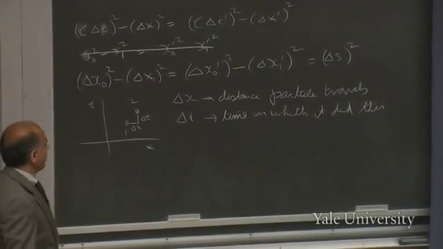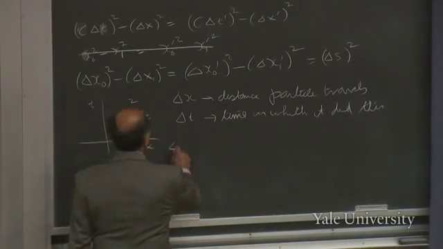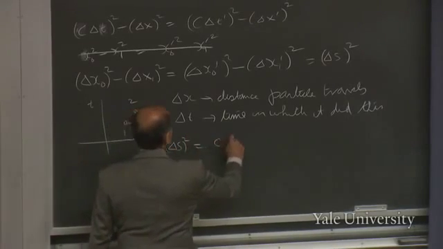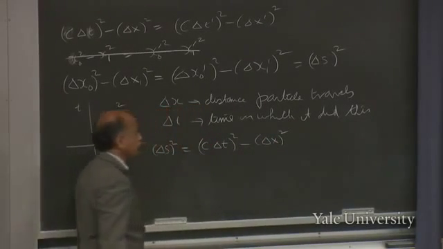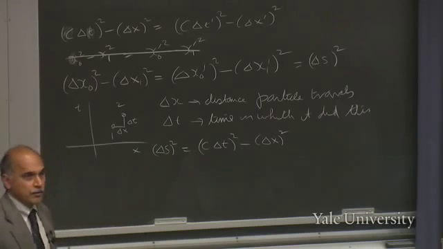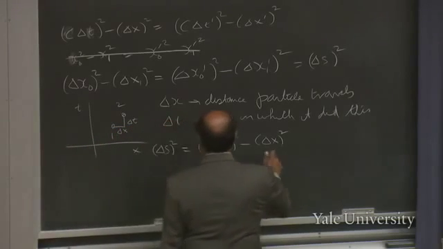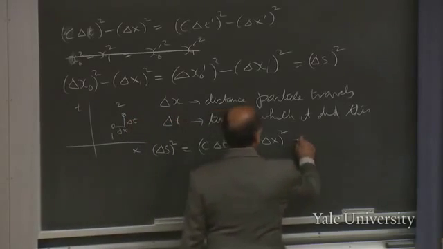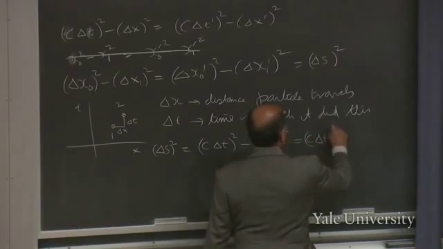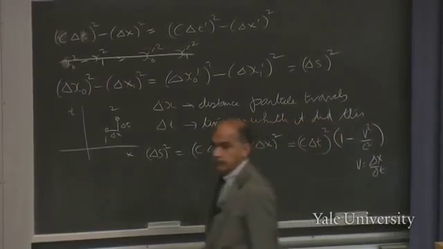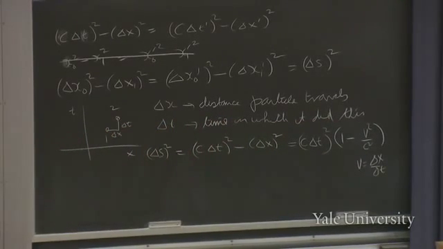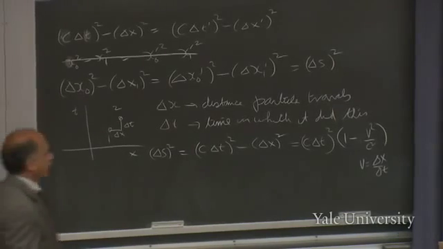Let's look at the space-time interval between the two events. Delta s squared will be c delta t squared minus delta x squared. But we're going to rewrite this as follows: equal to c delta t squared times 1 minus v squared over c squared, where v is delta x over delta t. Because these are the two events in the life of a particle, the distance over time is actually the velocity of the particle.